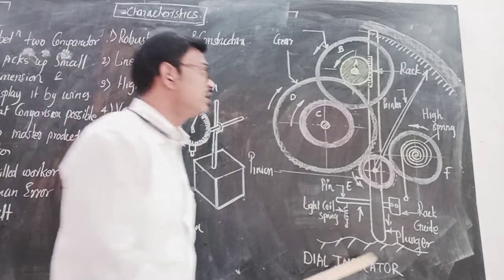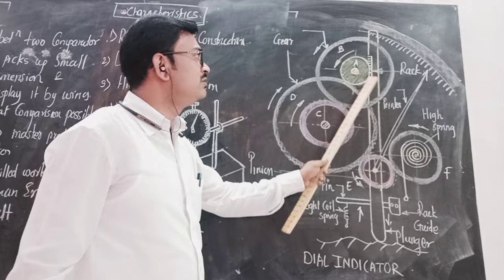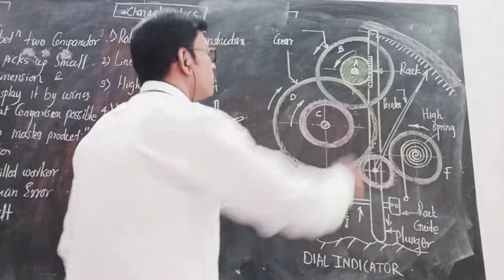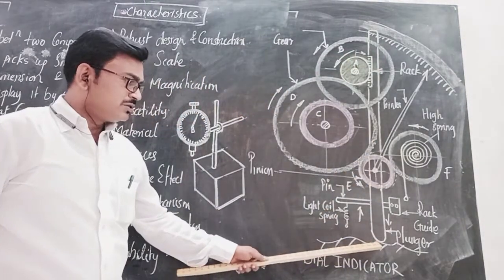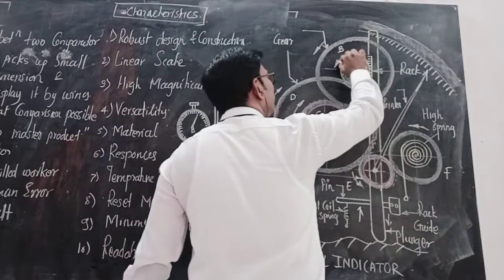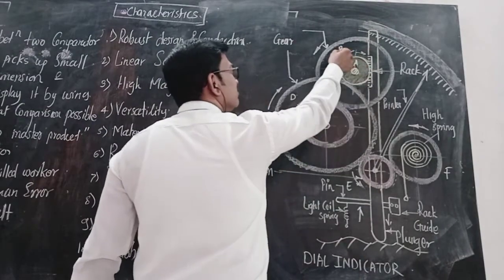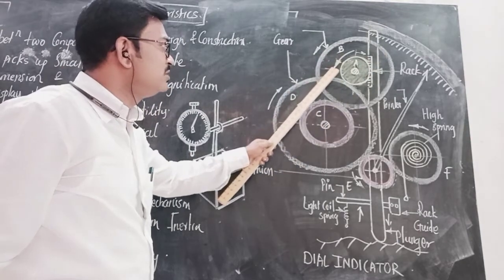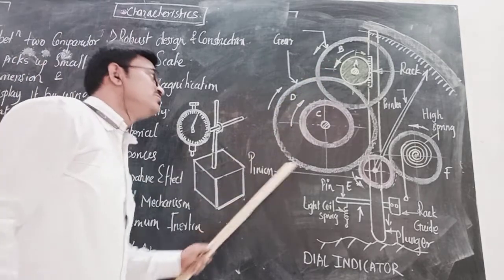As the plunger moves up and down, that gear A, which is meshed with the rack of this plunger, is also moving clockwise and anti-clockwise. Means according to the mountains and valleys configuration, this gear A moves in a clockwise direction. As gear A moves in a clockwise direction, B also moves in the clockwise direction. Okay. As gear B is moving clockwise, then gear C is moving anti-clockwise.